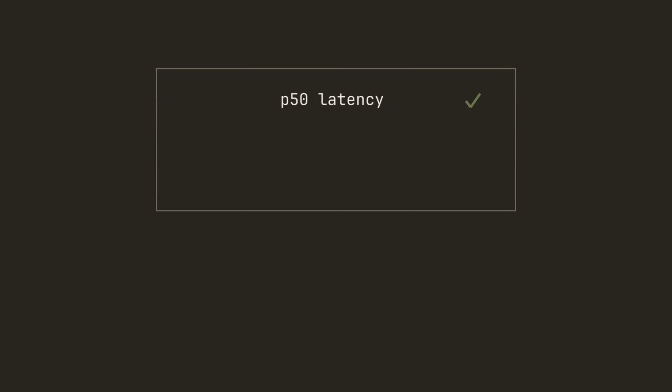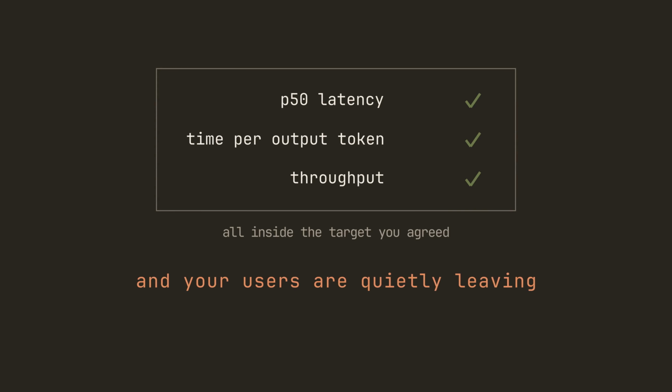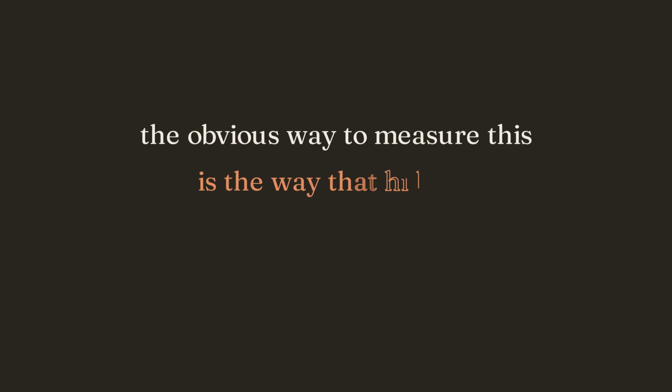Here's the situation I want to put you in. Every graph on your screen is green. Your latency is inside the target you agreed with your product team, and your users are quietly leaving. So, how does that happen? It happens because the obvious way to measure this is also the way that hides it.